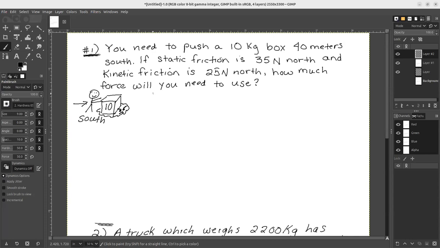Okay, so if static friction is 35 newtons north, so static equals 35 newtons north. Remember, static, start. This is the friction you have to fight to start it. Okay, remember what you need to fight: 35 newtons north is just a little more than 35 newtons south.